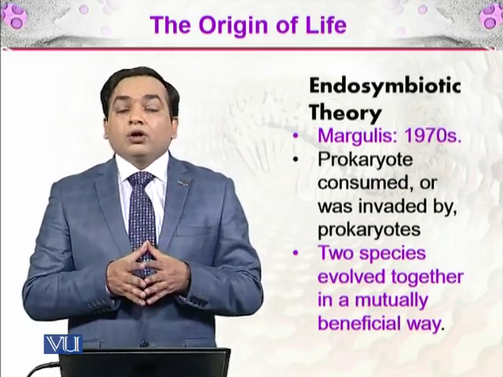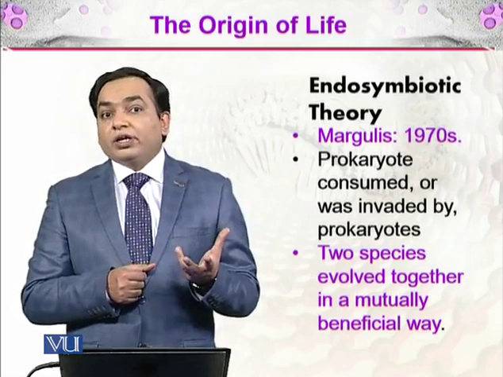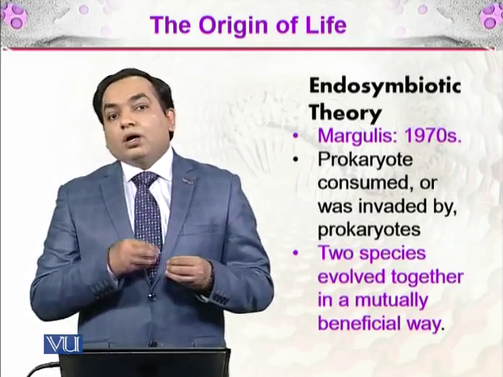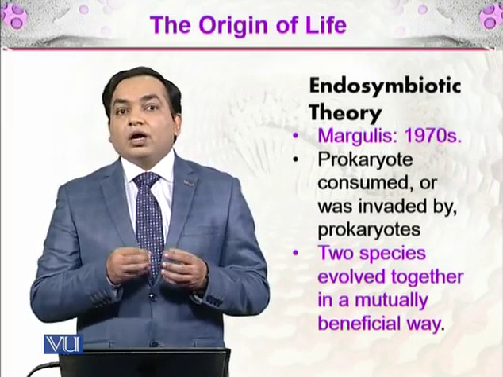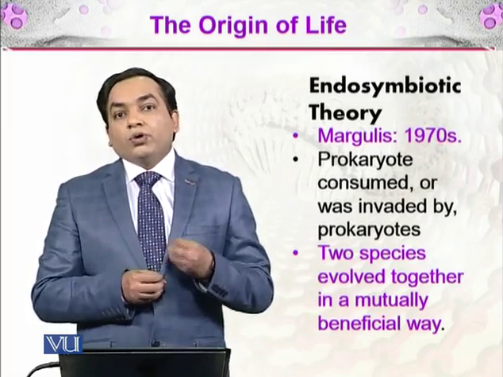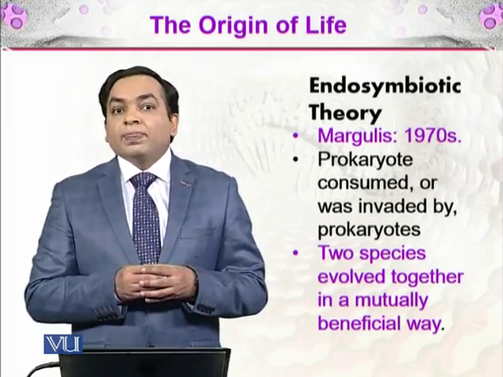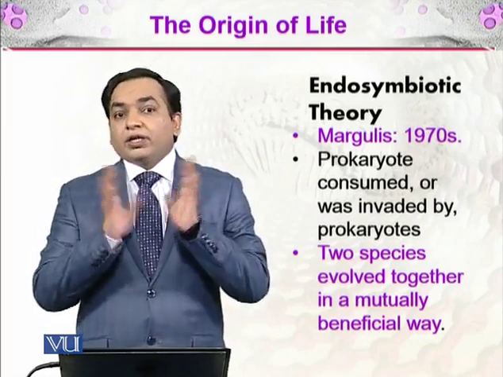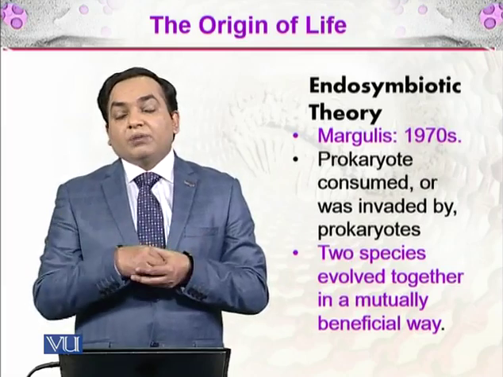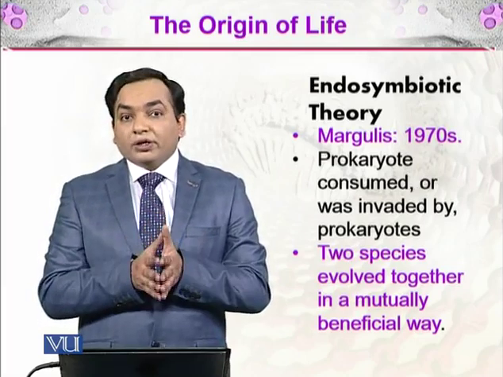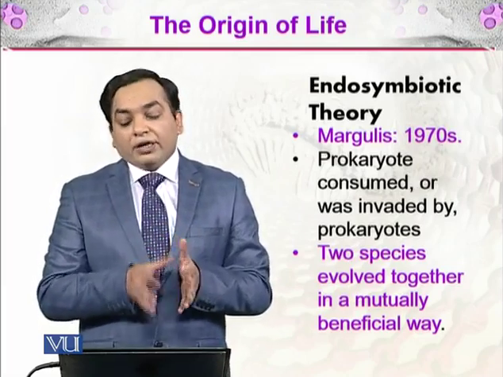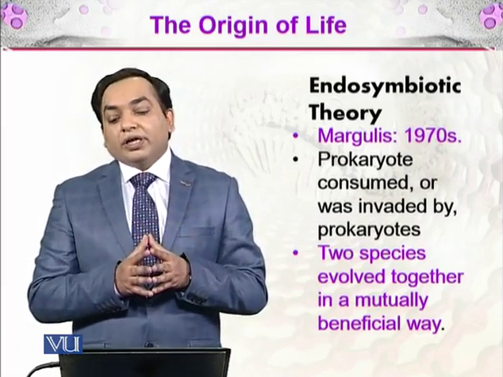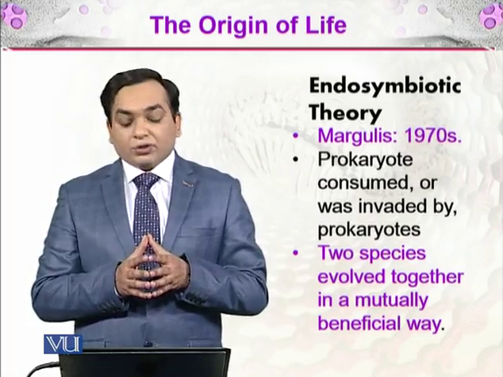For example, the chloroplast was a blue-green alga which was doing very good photosynthesis. The mitochondria was a bacterium which was doing very excellent work of respiration. So these two species, one which is hosting and another one which is coming in, work together and evolve together, and now they are living mutually in a beneficial way, and that is called the theory of endosymbiosis.